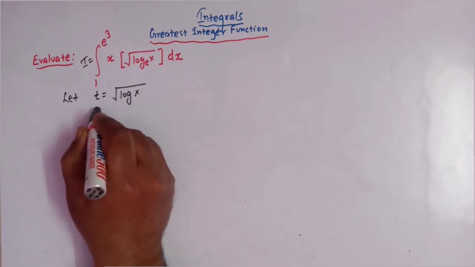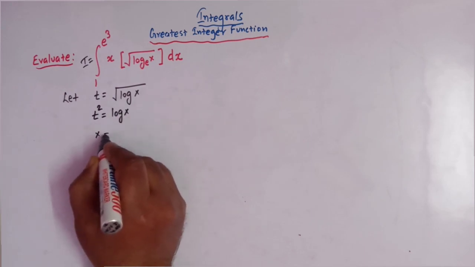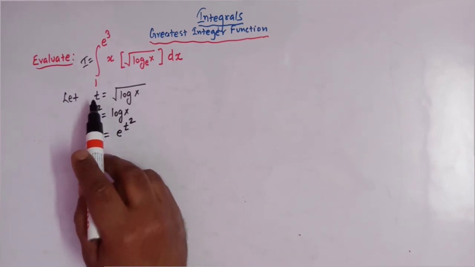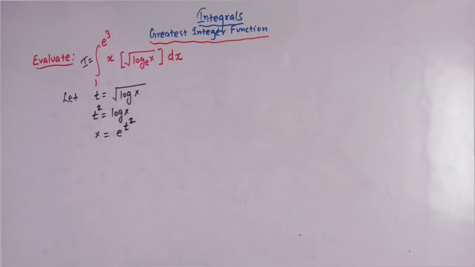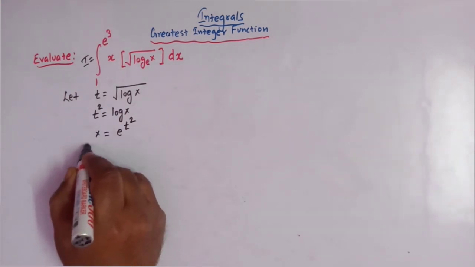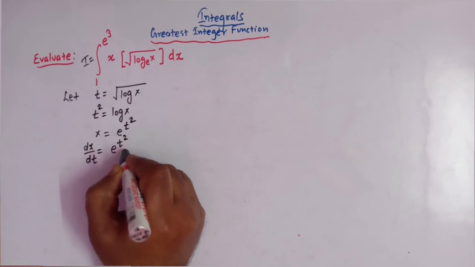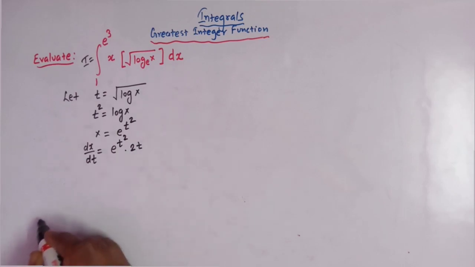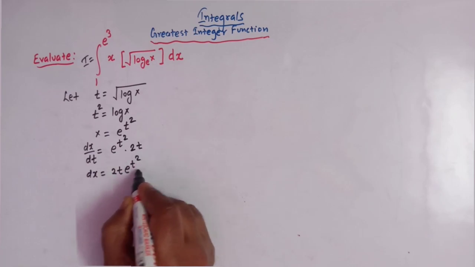Now we can write t square is equal to log of x, and we can now write x is equal to e raised to t square. So we have substituted t is equal to square root of log x, so that x is equal to e raised to t square. Now let us differentiate both sides with respect to t. So we have dx over dt is e raised to t square, and the derivative of t square by chain rule is 2t. So now we can write dx is equal to 2t e raised to t square dt.